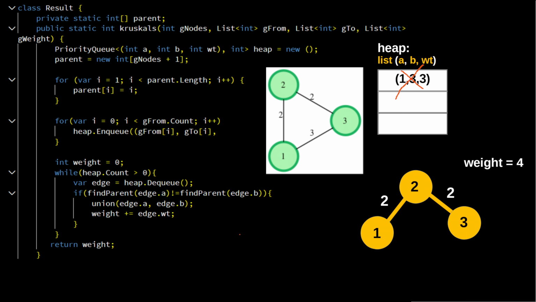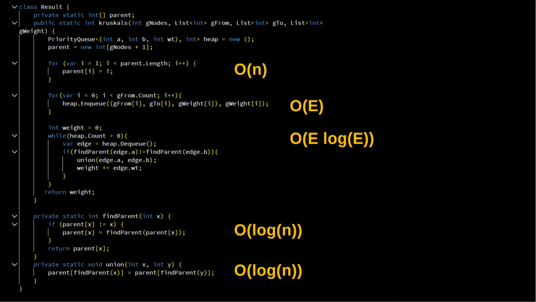Now a couple words on the time complexity. To initiate the parent array, that is O of n. To heapify all the edges, that is O of e, where e is the number of edges on the graph. In the while loop, we go through all the edges, and then we will check whether there are cycles between the two nodes for each edge.